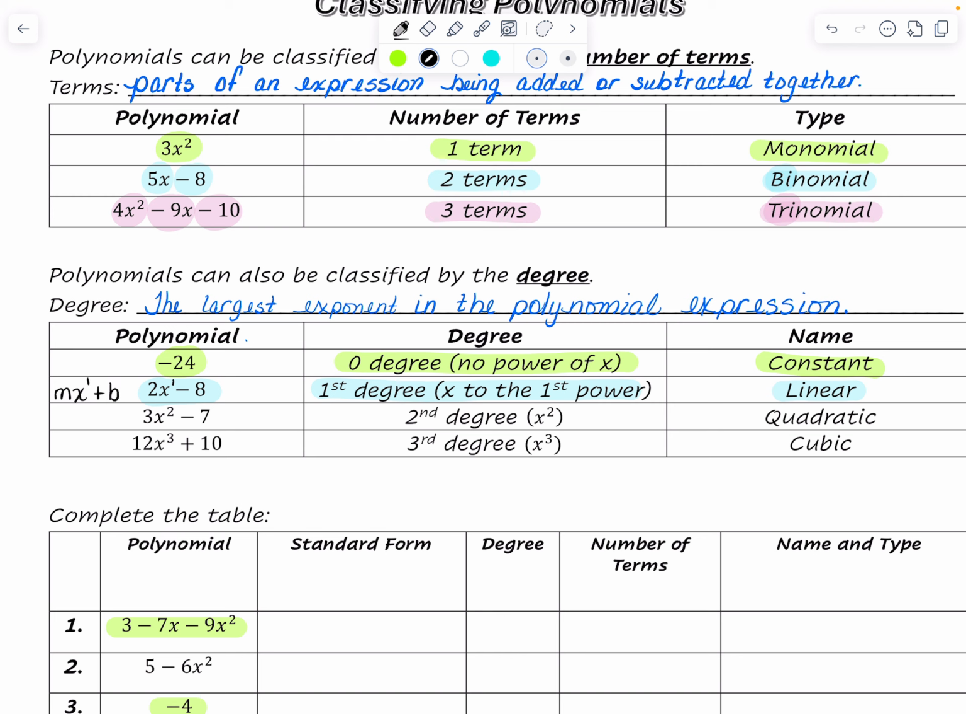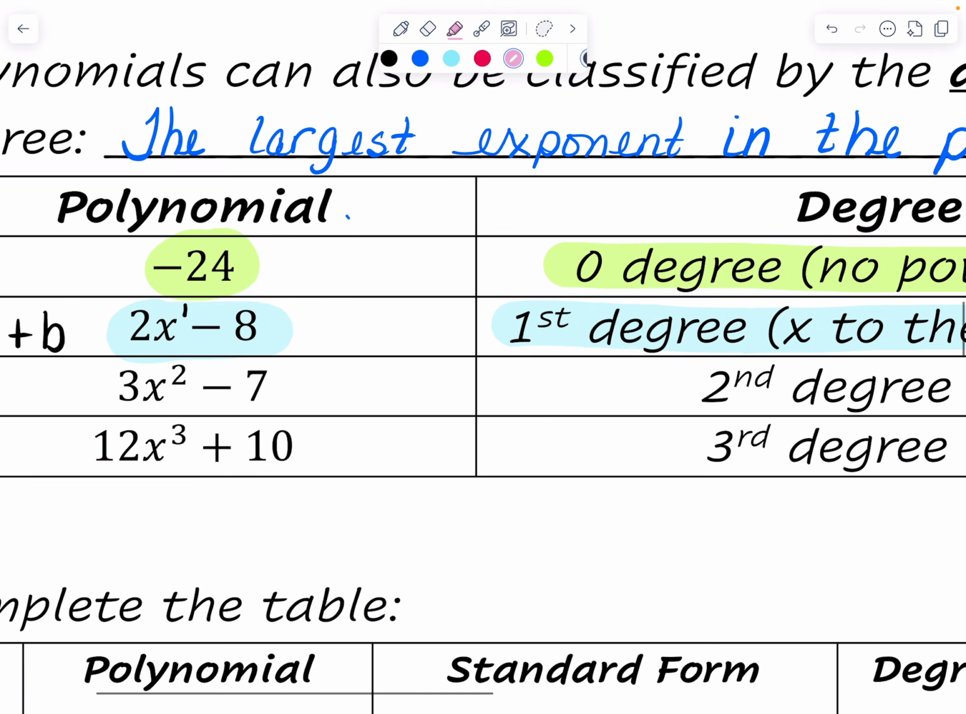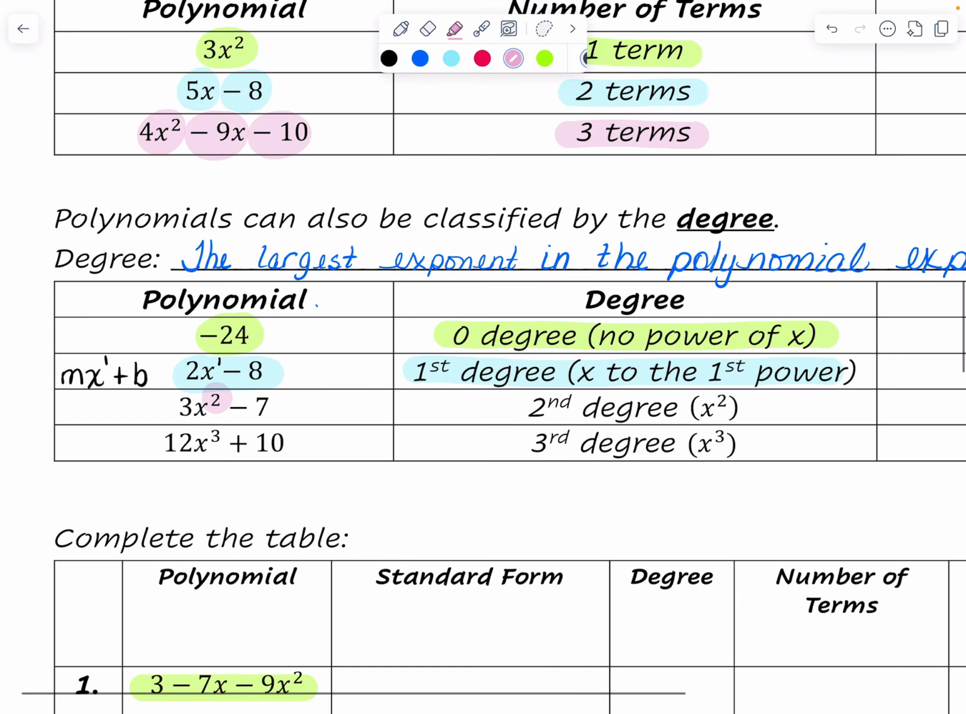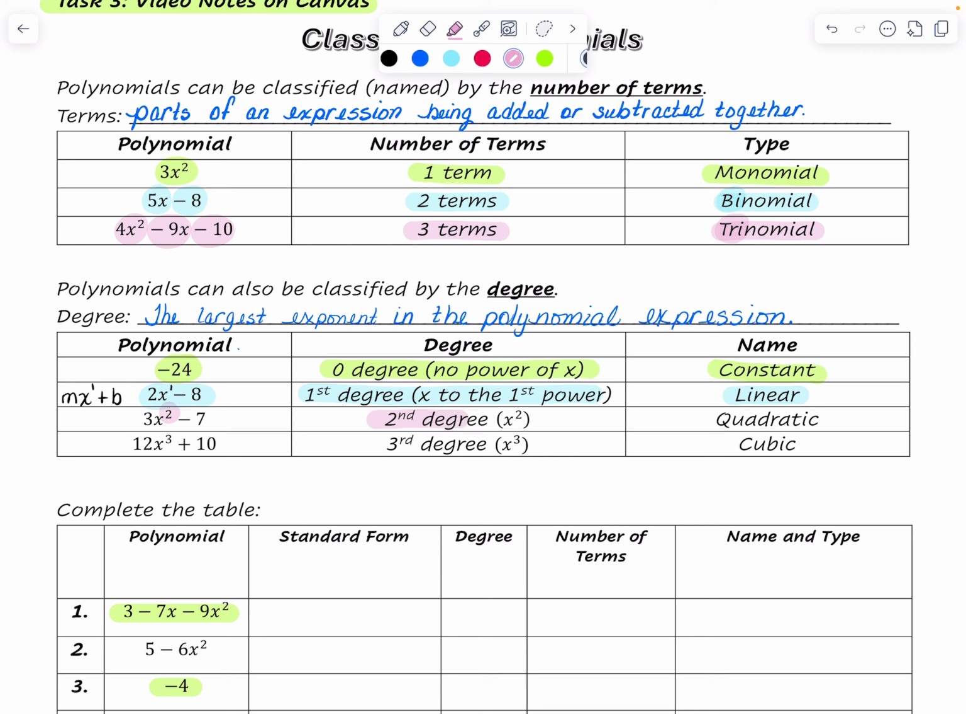Okay. The next one that we're looking at is 3x squared minus 7. The piece that we're really paying attention to is that exponent. So on this one here, the largest exponent is 2. So this is a second degree polynomial. And a second degree polynomial is quadratic.